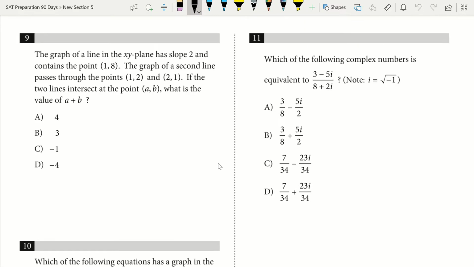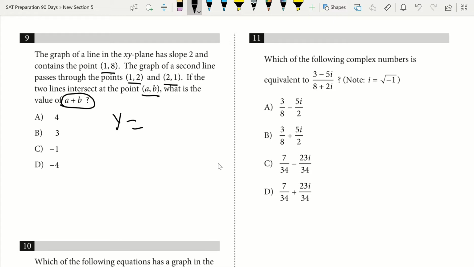All right, so now let's go ahead and get started with question 9 on the no calculator section. So the graph of a line in the xy plane has a slope of 2 and contains the point (1, 8). The graph of a second line passes through the points (1, 2) and (2, 1). If the two lines intersect at (a, b), what is the value of a plus b? So we want to make sure that we're adding that a to the b to get to our final answer.